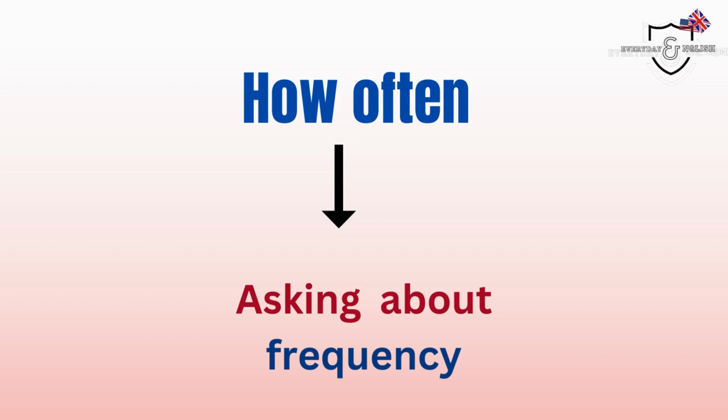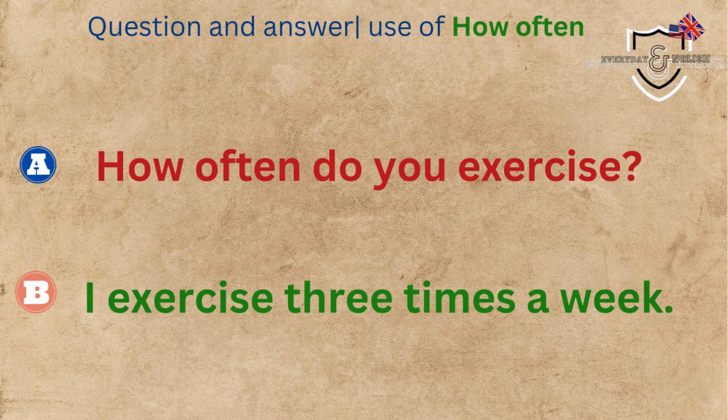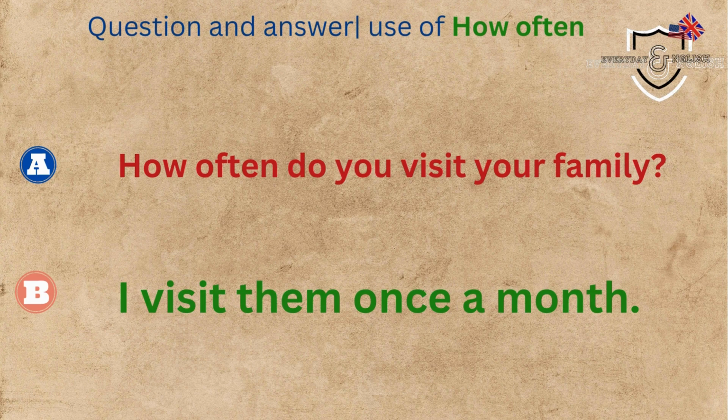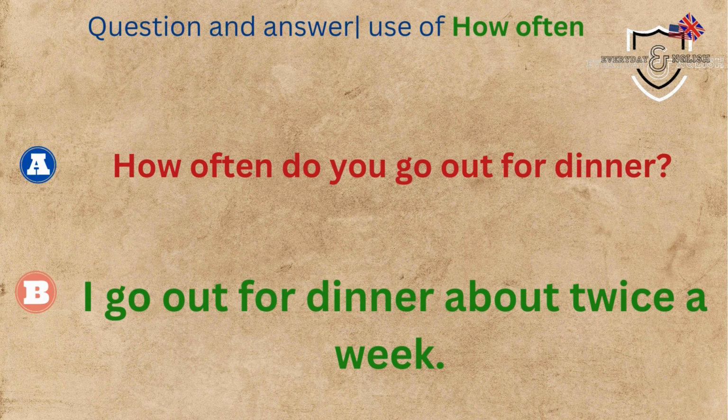How often? Asking about frequency. How often do you exercise? I exercise 3 times a week. How often do you visit your family? I visit them once a month. How often do you go out for dinner? I go out for dinner about twice a week.